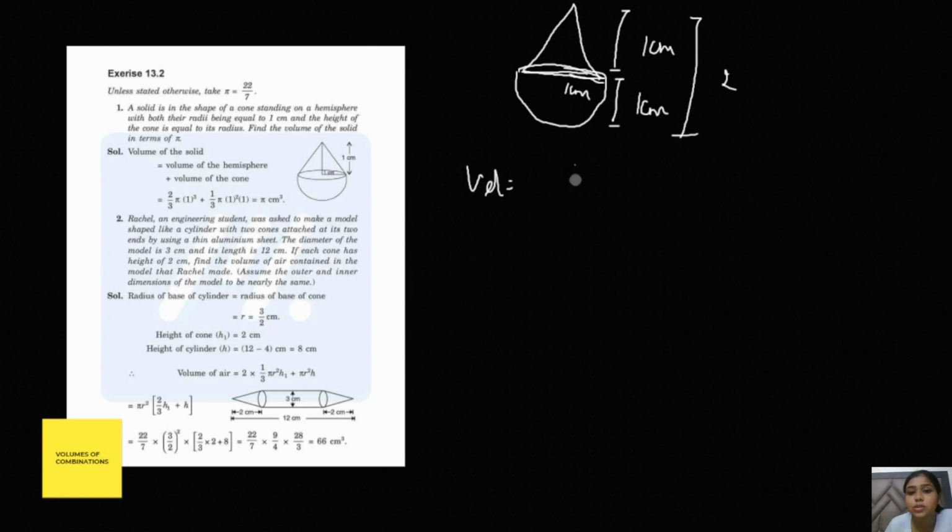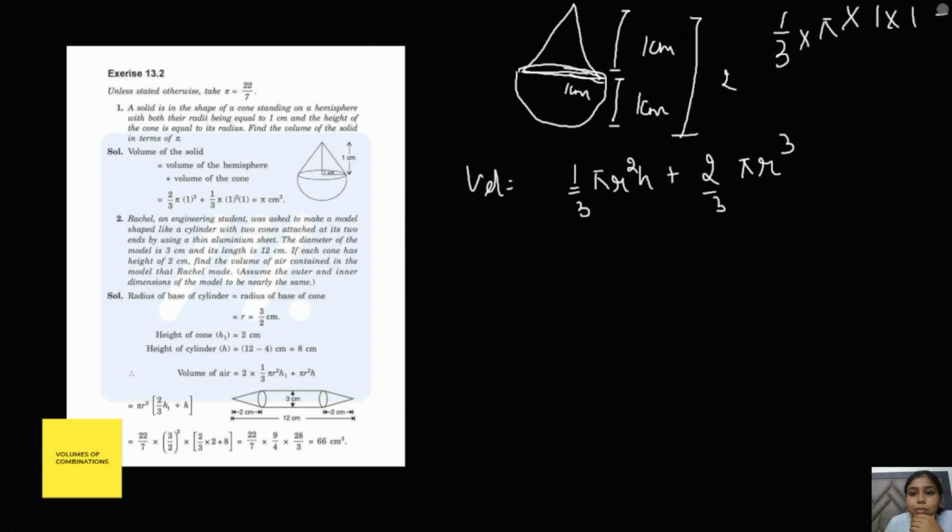So the volume of the cone is 1 by 3 pi r square h, plus the volume of the hemisphere, which is 2 by 3 pi r cube. We have to find the answer in terms of pi, so don't put the value of pi. R is 1, h is also 1, so it will be 1 by 3 pi plus 2 by 3 pi. We are getting 3 by 3 pi, and the answer will be pi centimeter cube.